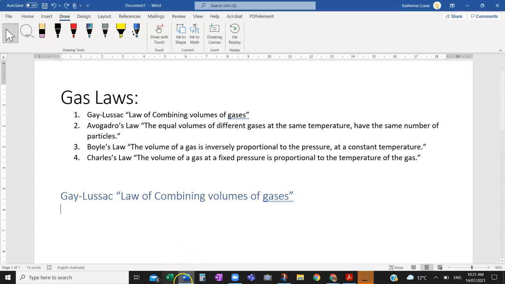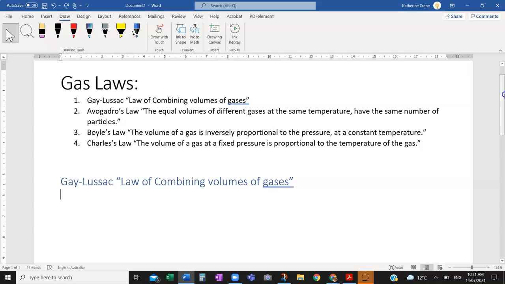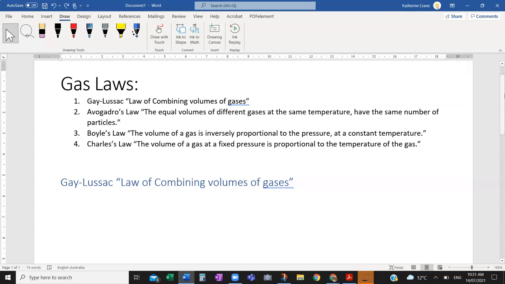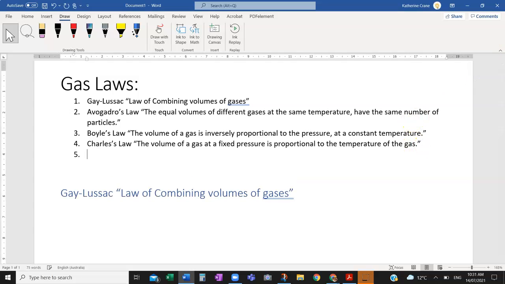So firstly, I'm going to go quick through this. We've looked at gases and their properties, and now we're going to see how that plays out in stoichiometry. So there are 4 gas laws here. I didn't put the ideal one down. I should put that down. Ideal gas law. The ideal gas law is the last one. It combines all of the gas laws into one handy equation.